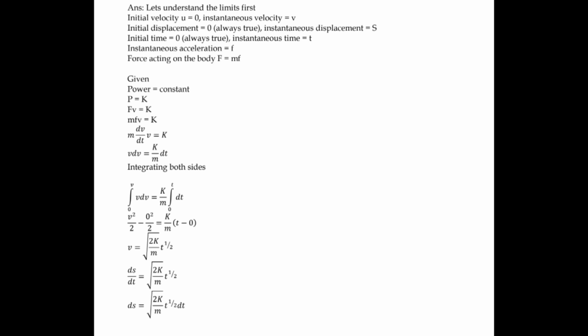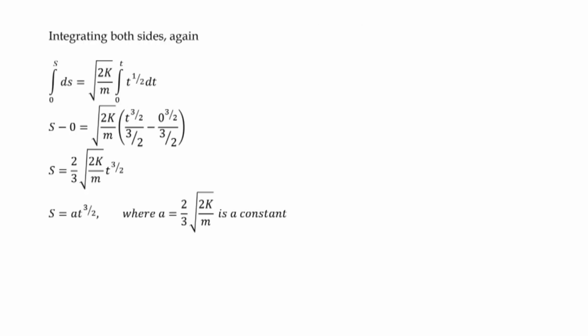But we have to calculate the displacement. So v is replaced with ds by dt, and we cross multiply dt to the right side. Again we have to integrate, and this time we should be careful about the limits too. The limit of s should be from 0 up to s. The limit of t should be from 0 and ending at t. And on performing the integration, we can see clearly that displacement comes to be some constant multiplied by t to the power 3 by 2, which clearly shows our answer is going to be option C.